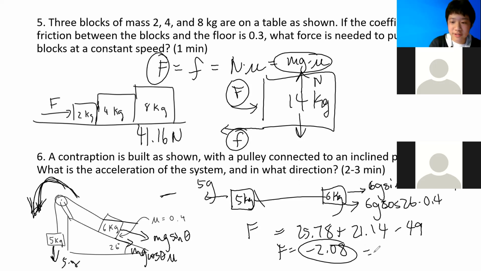So my force equals ma. So what is my acceleration here? Well, we could just treat this as one megablock of mass 11 kilograms. So just dividing 2.08 by 11 will give us our answer. a equals 0.19 meters per second squared. Okay? Are there any questions?